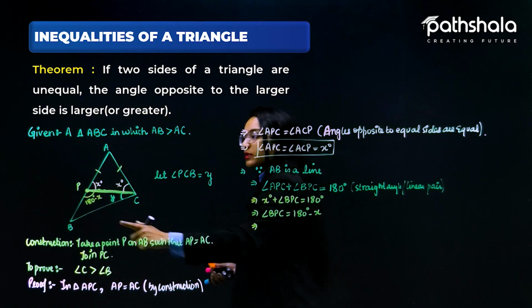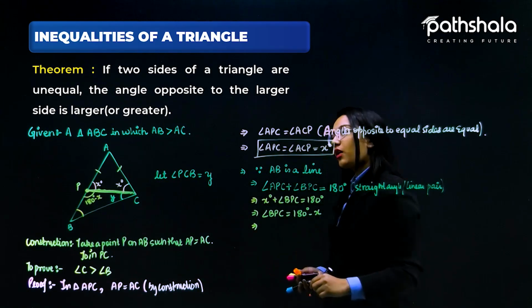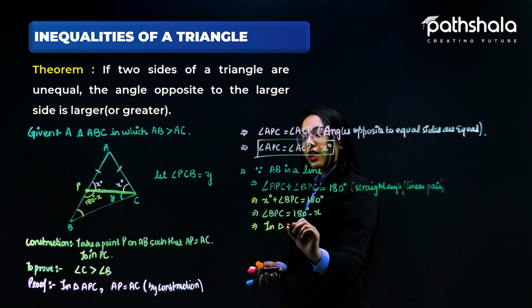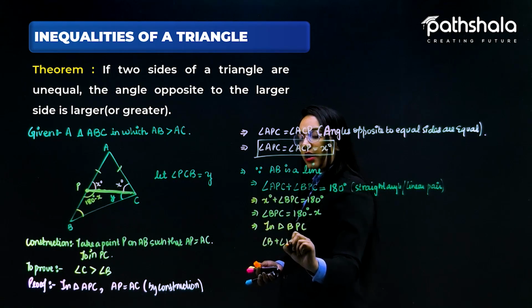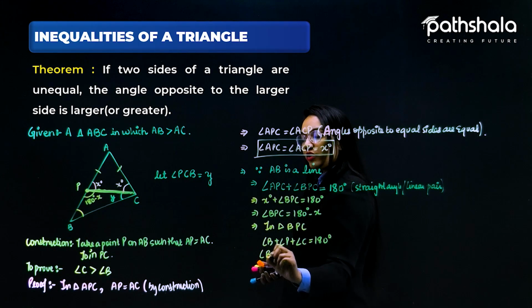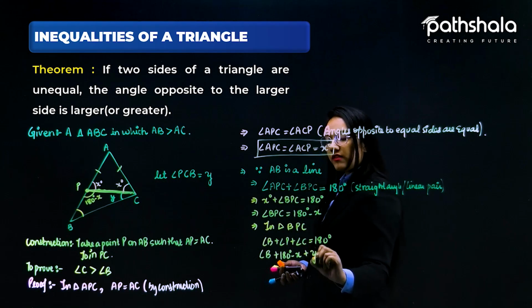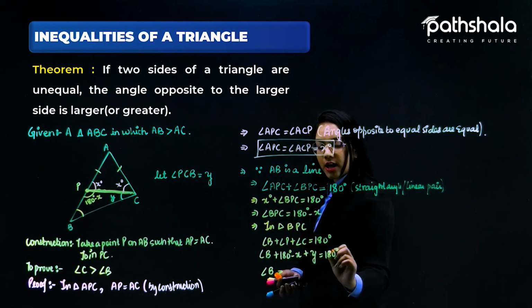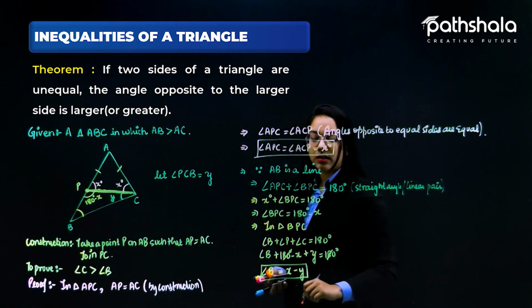Now we can find the angle PBC. In triangle BPC, angle B plus angle P plus angle C should be equal to 180 degrees. Let's plug in the values. Angle P is 180 minus x, plus angle C, which is y, equals 180 degrees. The 180s cancel each other, so angle B is x minus y.